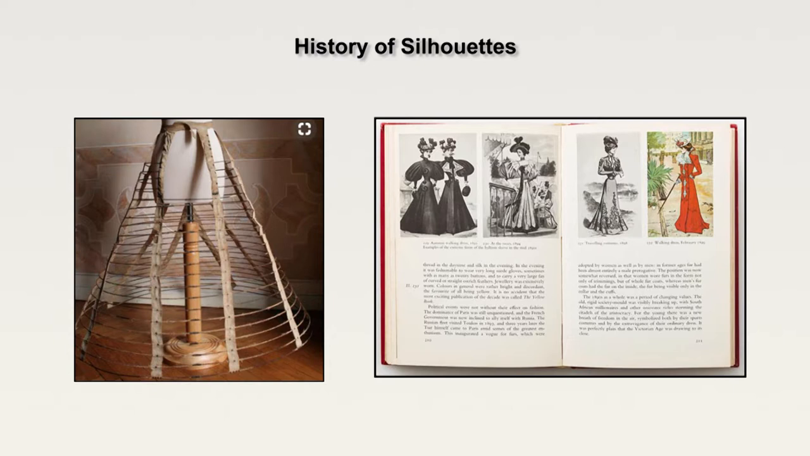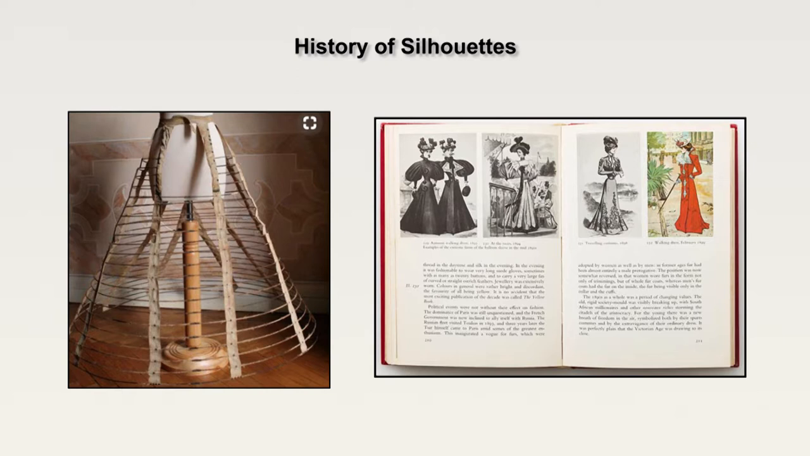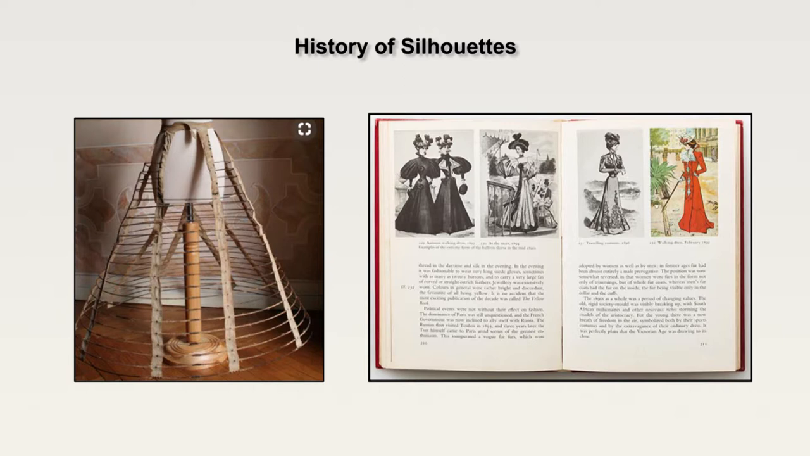On the left is a picture of a crinoline worn by women in the olden days to achieve a flared, bell-shaped silhouette. And on the right, we can see the final outcome of the usage of these crinolines.